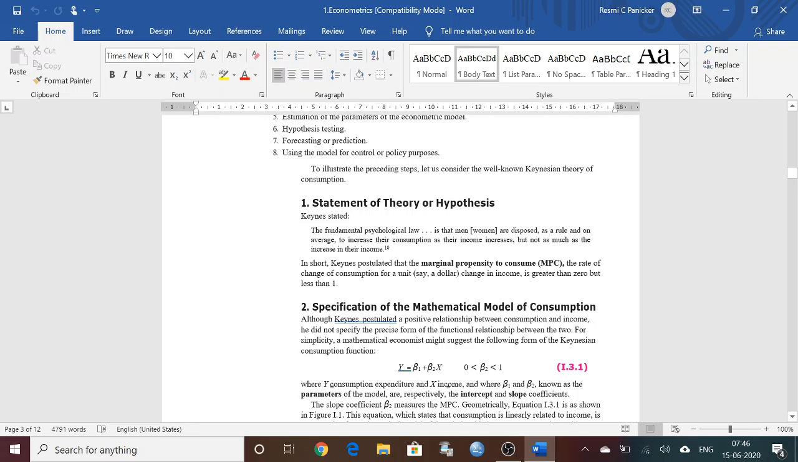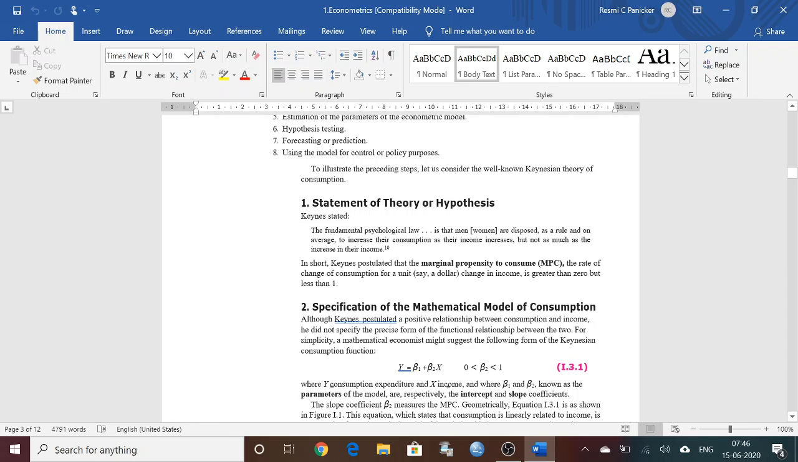And here you can see Keynes postulated that the marginal propensity to consume, that is the rate of change of consumption for a unit change in income, is always greater than 0 and less than 1. That means MPC is always a positive value. So this is the first step that you can do.